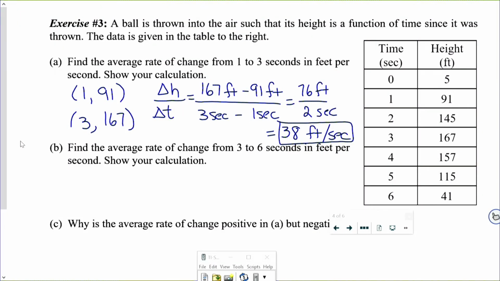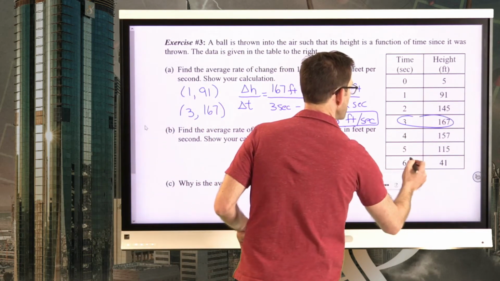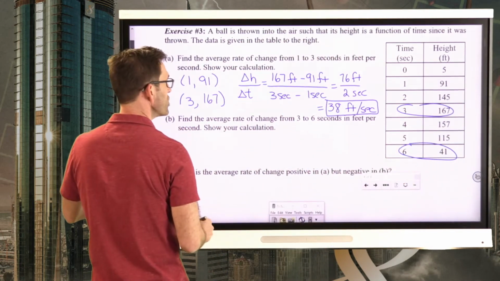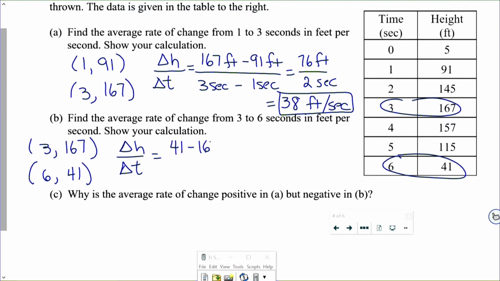Now, let's take a look at B, which can get a little tricky. Find the average rate of change from 3 to 6 seconds in feet per second. Show your calculations. All right, so now I want to go from 3 to 6. Let's write down those 2 coordinate points. I've got (3, 167), and then I've got (6, 41). So my change in height divided by my change in time is going to be 41 minus 167 divided by 6 minus 3. I'm leaving the units off for right now.